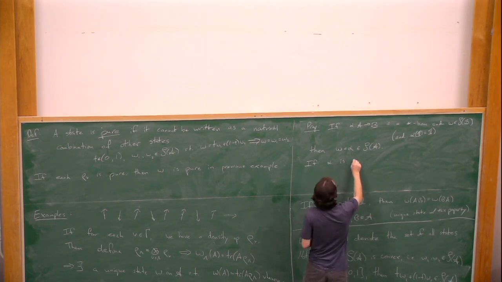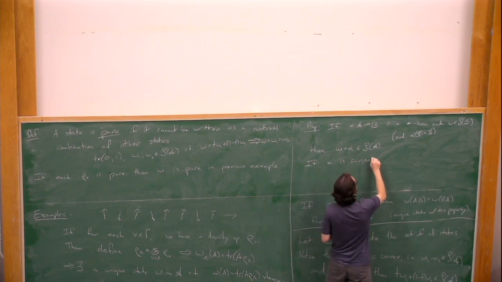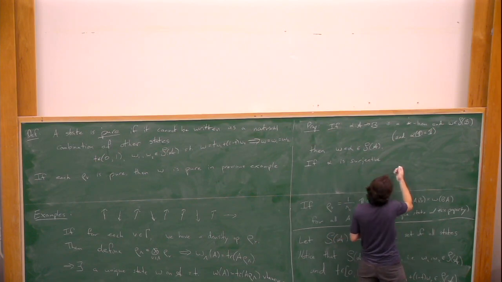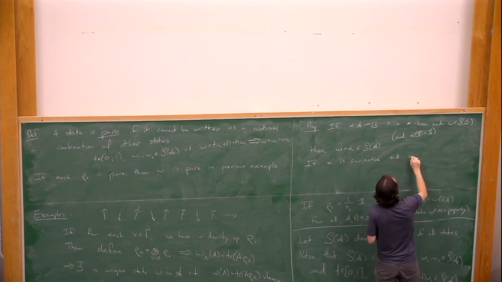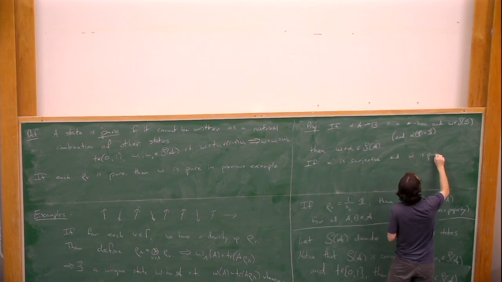If alpha is surjective, so in particular if it's an automorphism, but if alpha is surjective and omega is pure, then I recover a pure state.